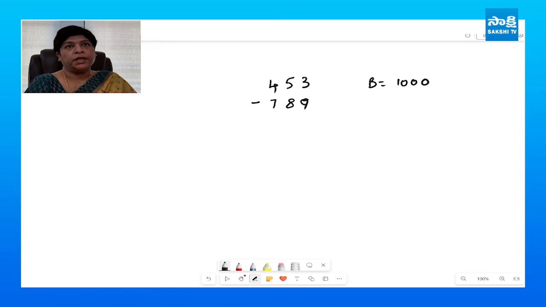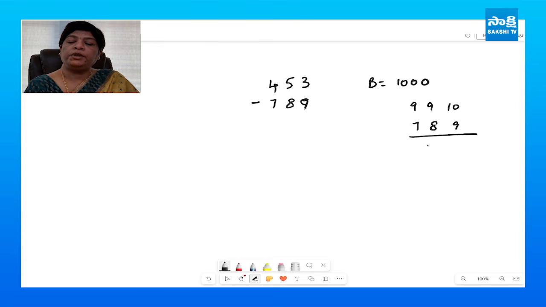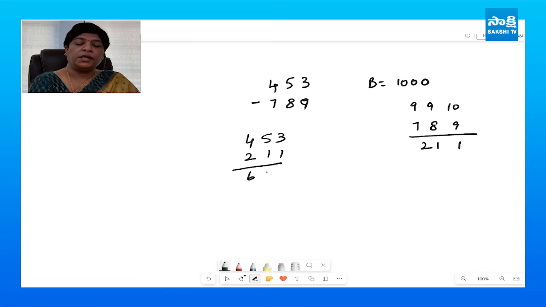And to find out the Nikhilam, we apply the Nikhilam Sutra, all from 9, last from 10. So all from 9, last from 10 gives us the Nikhilam. It's going to be 211. Now, as usual, like in the previous cases, we're going to add the positive number and the Nikhilam, which gives us 664.